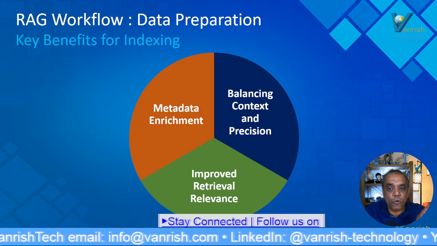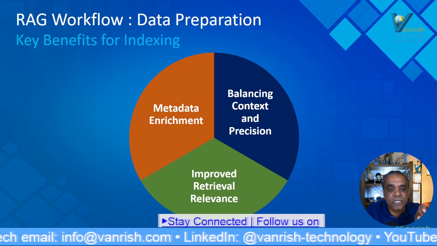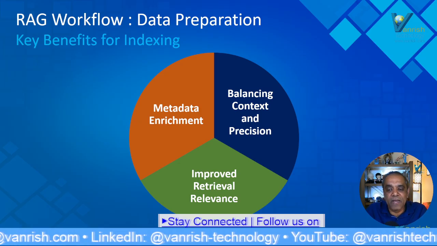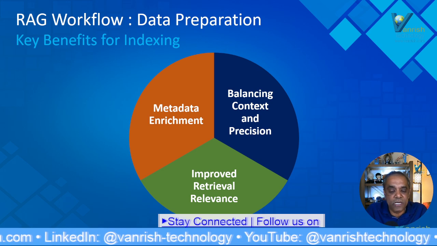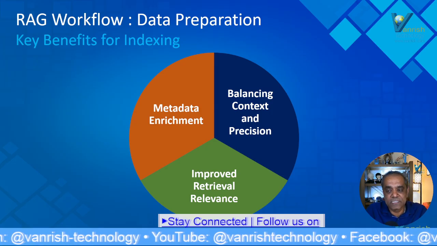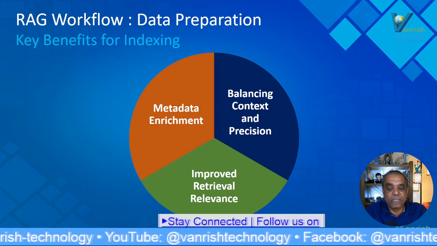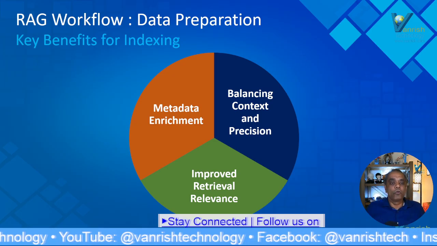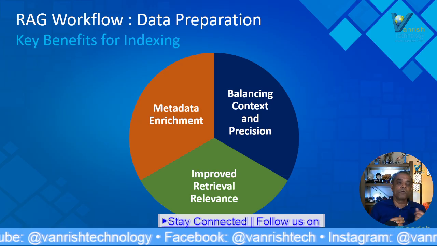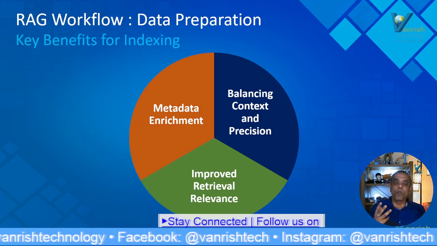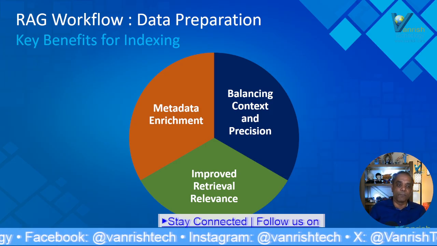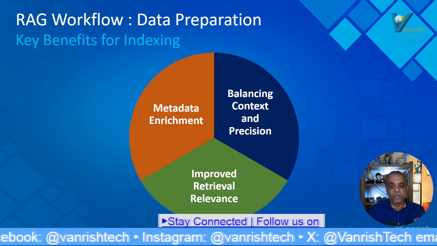If you look at how balancing context and precision works, recursive chunking helps find the optimum balance. The chunks are large enough to retain crucial context, but small enough to maintain indexing efficiency and avoid overwhelming the AI model context. So you are not making a big chunk and you are not making a small chunk. A big chunk takes longer to retrieve information. With a smaller chunk, you lose the context. That is the important part.